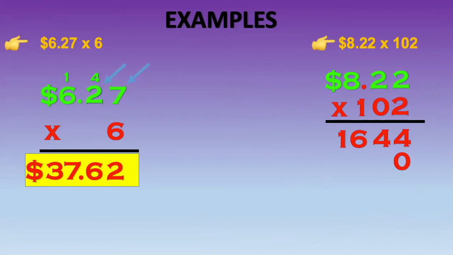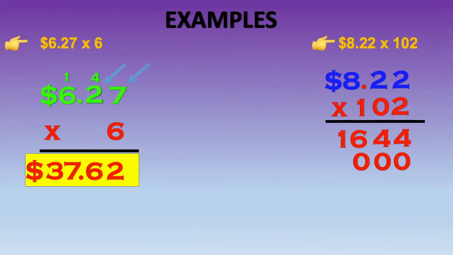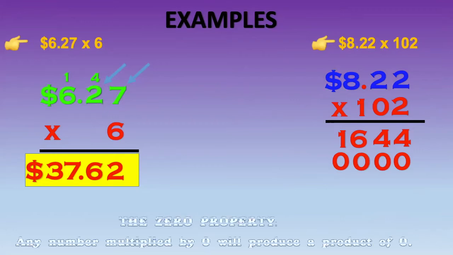Now we place a 0 as our placeholder and begin multiplying by the 0 in our multiplier. 0 times 2 is 0. 0 times 2 is 0. 0 times 8 is 0. Remember guys, this is the zero property. Any number multiplied by 0 will always produce a product of 0.